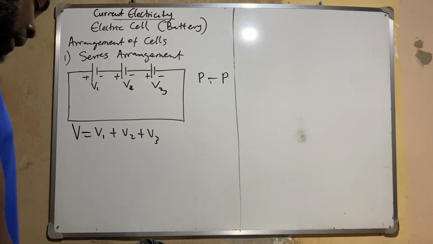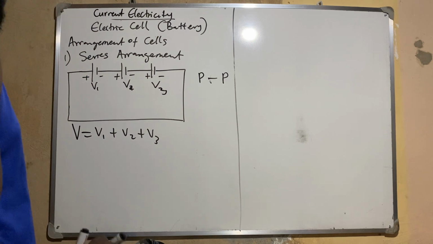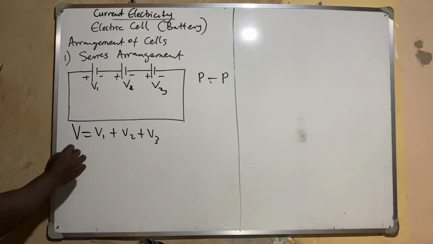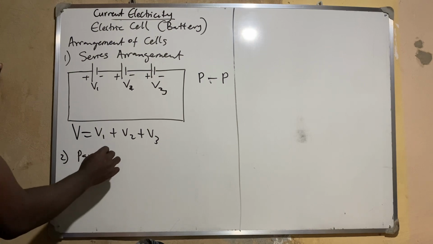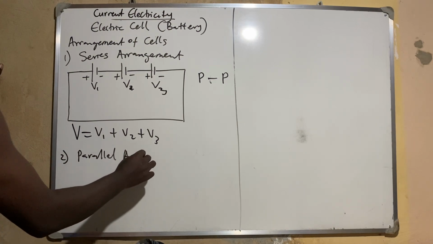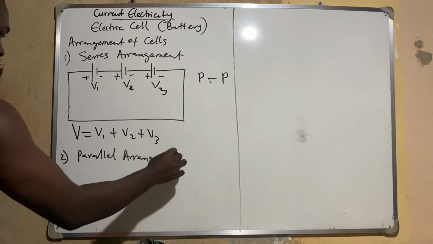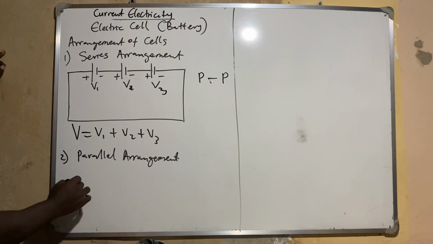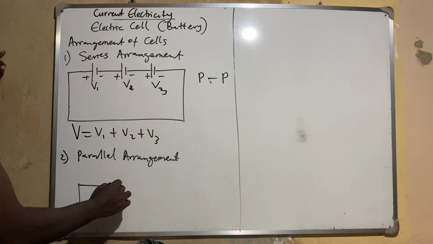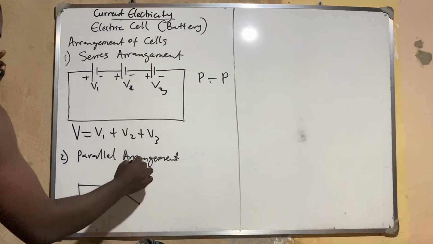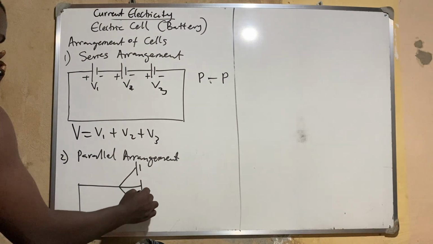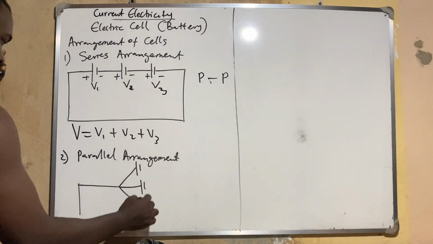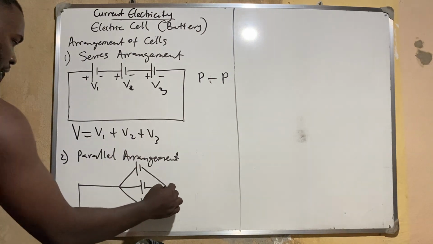But what about the one in parallel? Let's talk about the one in parallel. Number 2, parallel arrangement. For parallel arrangement, let me have something like this. This one is like this, this one is like this, this one is like this. So they are all arranged in parallel.